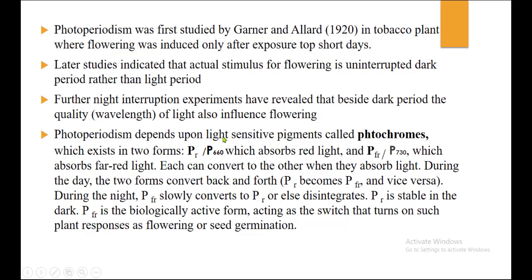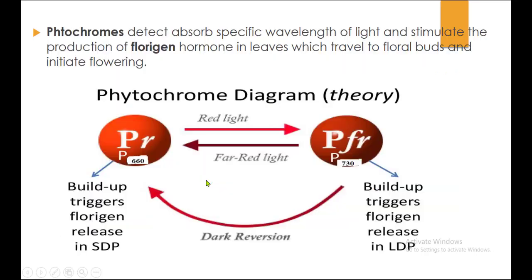Photoperiodism depends on light sensitive pigments called phytochromes, which exist in two forms. We will discuss this with this picture. One is phytochrome red, PR or phytochrome 660. It is named so because of the wavelength which they absorb. And the second is phytochrome FR. FR is for far red.